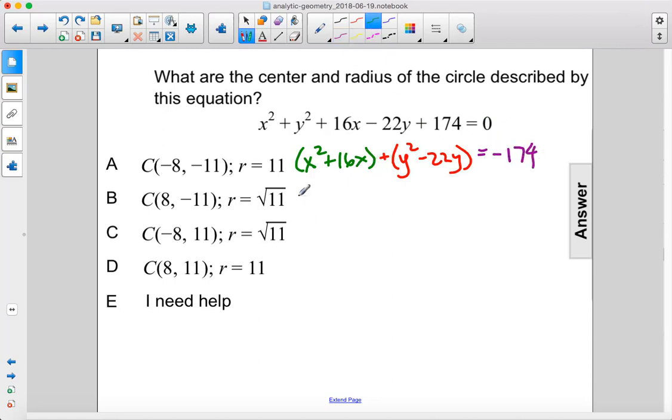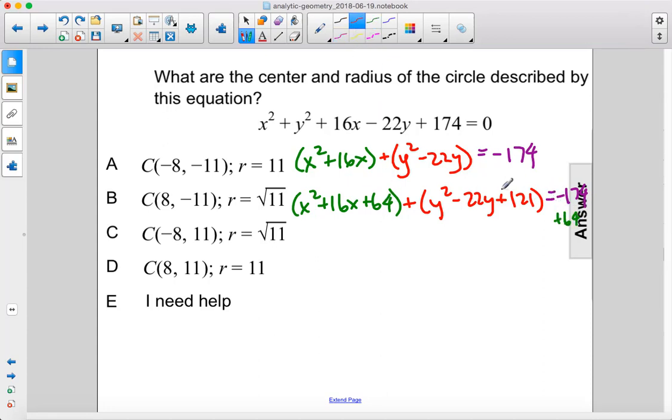Now let's complete the square. So x squared plus 16x plus 16 divided by 2 is 8. 8 squared is 64. All right, then we'll complete this square here. y squared minus 22y plus 22 divided by 2 is 11. 11 squared is 121. And set that equal to negative 174. However, we then need to add 64 and add 121, because you can't add them on this side unless we also add them on the right side.